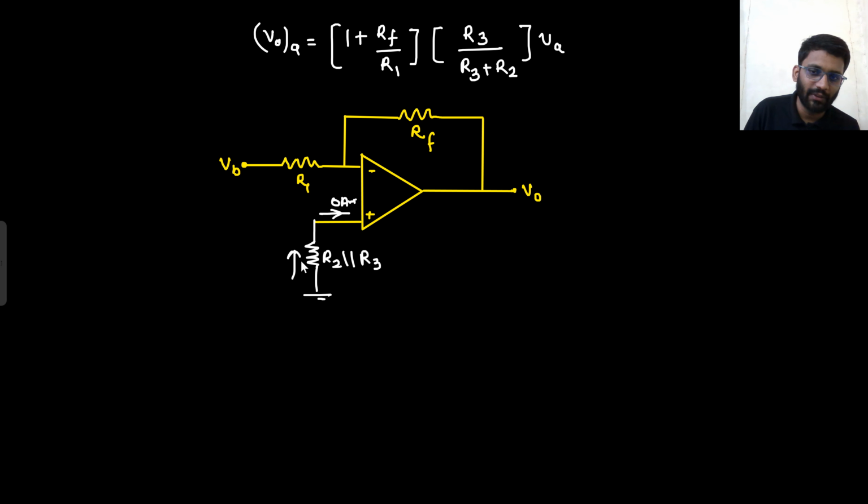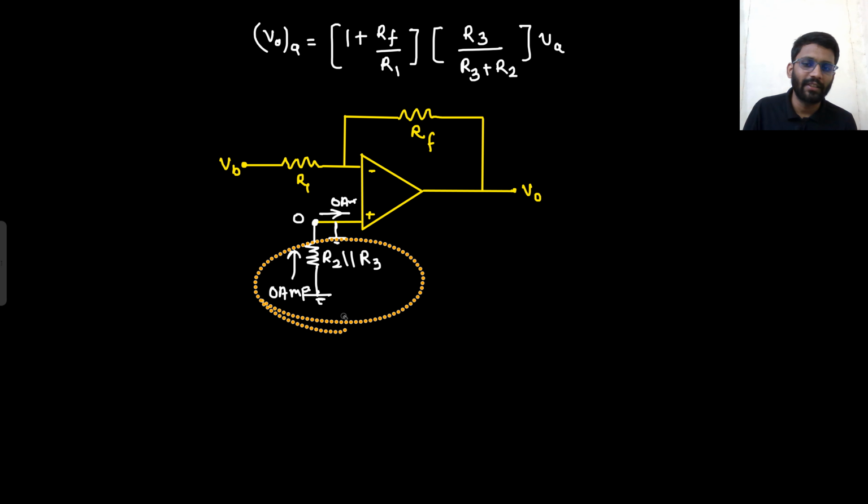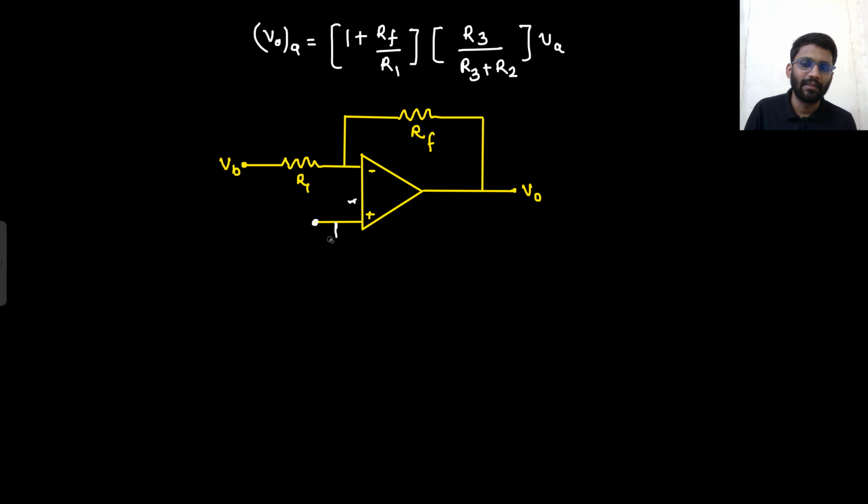Now in this resistance there is 0 ampere current. If there is 0 ampere current, that means there is 0 voltage drop across this resistance. So this node is 0. The ground node is 0 and there is a 0 voltage drop, so this node will also be 0. Basically this node will be grounded only. So the complete configuration can be replaced something like this. Just a ground.